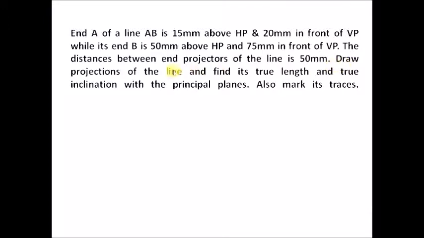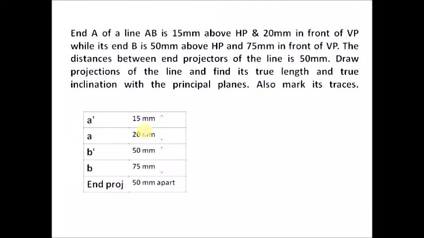and it is asked to draw the projection of the line and find its true length and true inclination with the principal planes and also mark its traces. So as I told you, you will get the following data. To solve any question you need to have 5 data. Only 5 data, any 5 data will suffice. If 5 data are given, you can draw the projections and you can find out anything: true length, true inclination, HT, VT, anything you will be able to find out. So let us draw it.